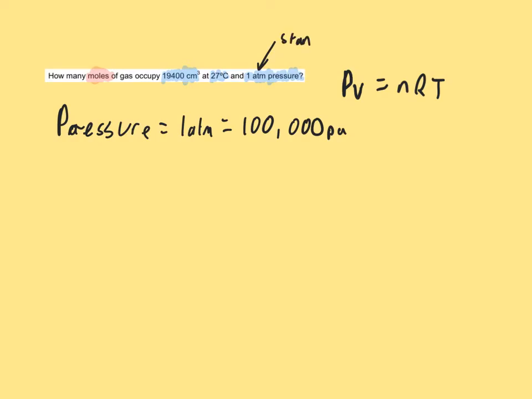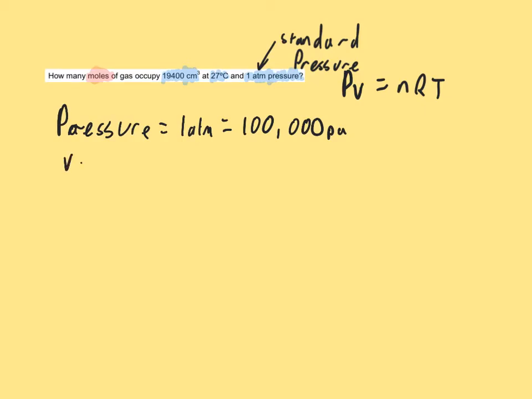So let's punch it all in. Pressure, which we have as 1 atmosphere, which is just 100,000 pascals. This basically just means standard pressure. So if you see this, think standard pressure, and that's what it is. That's all 1 atmospheric pressure means.